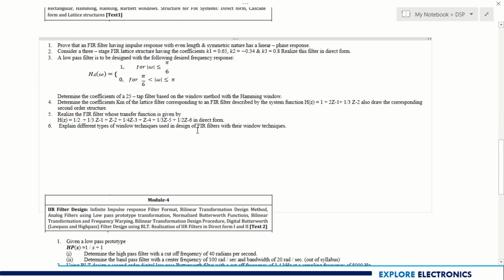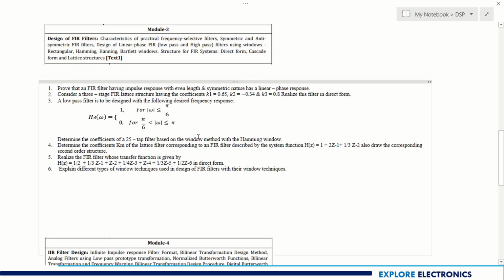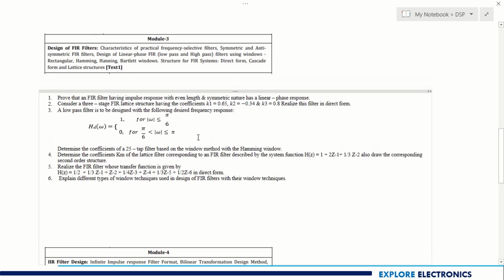And you can also see other questions like: determine the coefficients of the lattice filter corresponding to the FIR filter described by the system function. Also draw the corresponding second order structure. Realize the FIR filter whose transfer function is this in direct form, and explain different types of window techniques used in design of FIR filters. So these are a few of the questions that come under module 3.